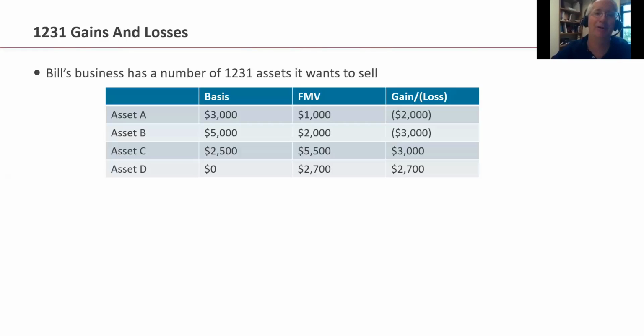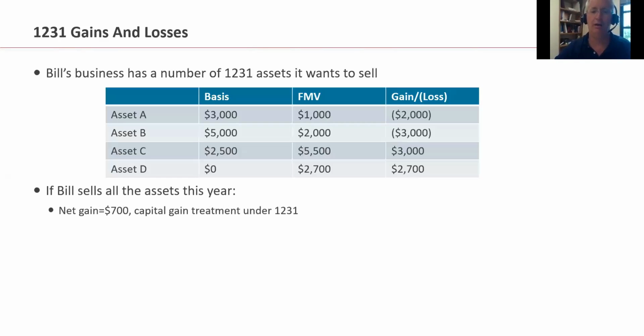Bill's business has a number of 1231 assets in it now. All right, Bill, I get it. I got 4 assets, A, B, C, and D. There's the basis. There's the market value. There's the resulting gain or loss if he sells these. Got it. If Bill sells all of them this year, it's a net gain of $700. He'd get capital gain treatment under 1231. These are all assets held long-term, used in a trade or business, $700 net capital gain.